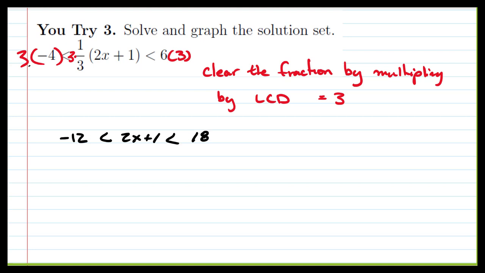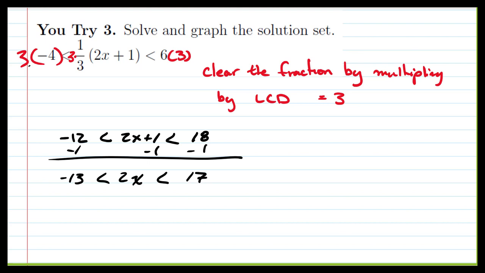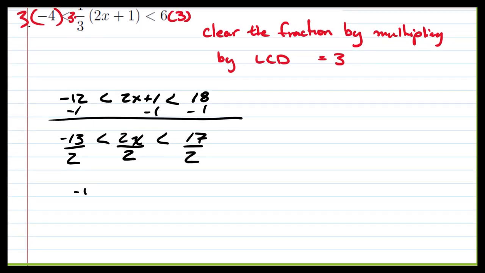So when we do this, we now have an equivalent problem where we're not going to have any fractions until the very last step. So now we need to resolve this, so we will subtract 1 from all 3 parts. That gives us -13 is less than 2x is less than 17. We divide by 2, divide by 2, divide by 2, and we get -13 over 2 is less than x is less than 17 over 2.